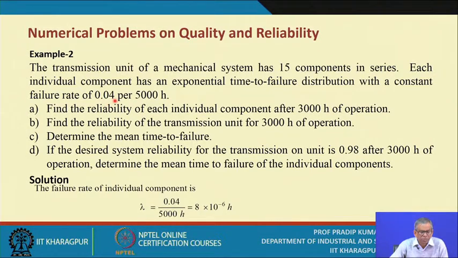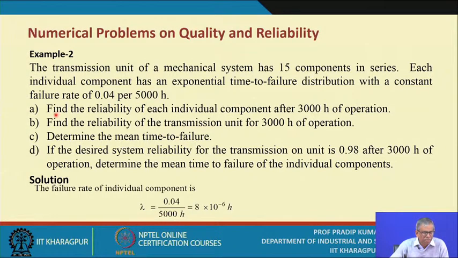That means 0.04 per 5000 hours. Now the obvious question is, how do you get this value? Through experimentation, right? So 0.04, that is the failure rate, or if you refer to the past data, you have this estimate 0.04 per 5000 hours. Is it okay? So per 1000 hours, what will be the failure rate? That means 0.04 divided by 5.